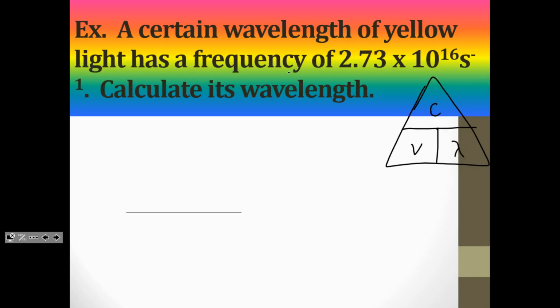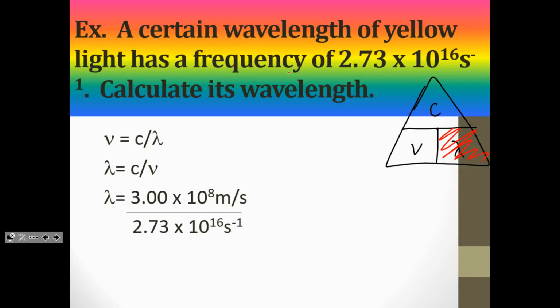So I have a frequency. I know the speed of light. I'm calculating the wavelength. So when I rearrange, I'm solving for wavelength, so I can cover it up. And what I'm left with is C divided by V. So when I take the speed of light, 3.00 times 10 to the 8th meters per second, and I divide by the frequency that was given, I'm going to get an answer of 1.10 times 10 to the negative 8th.